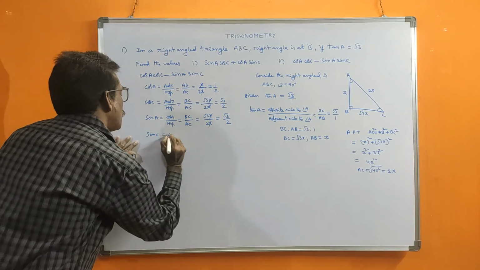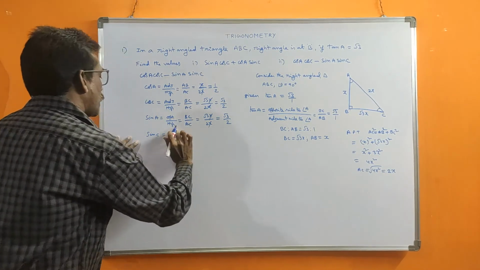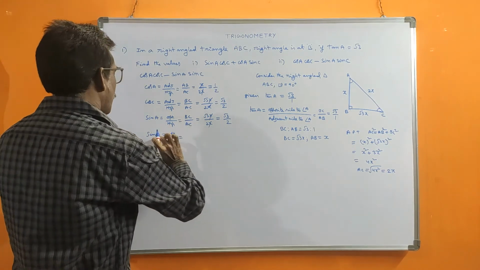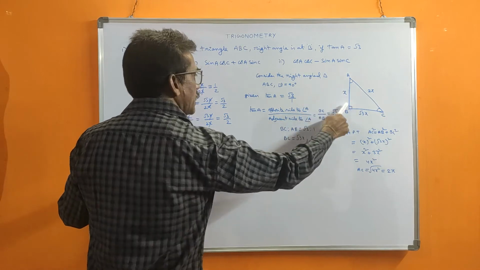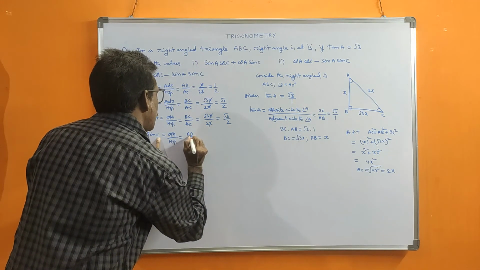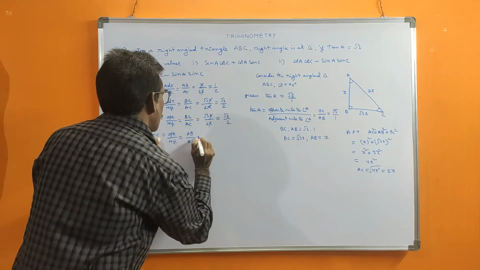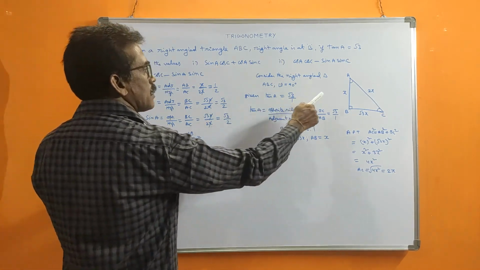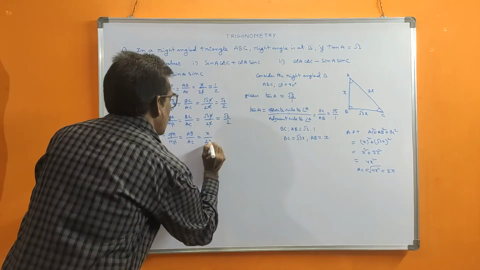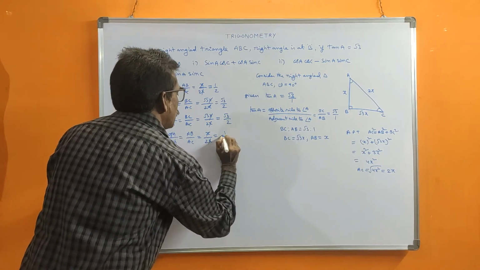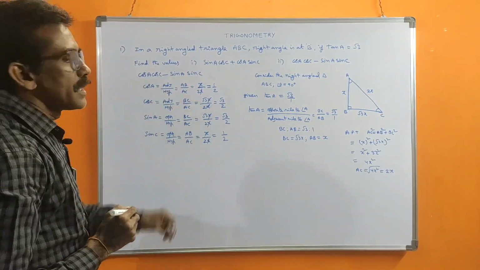Now sin C. The formula is the same, opposite side by hypotenuse. For angle C, the opposite side is AB by hypotenuse AC. Now substitute the values. AB value is x by AC value 2x. Now x cancels, 1 by 2. We got all the individual values.